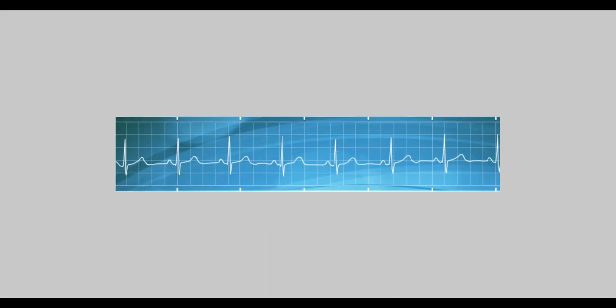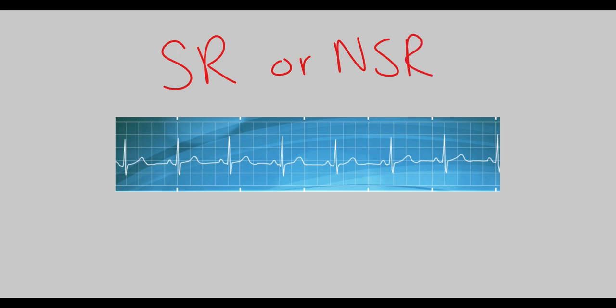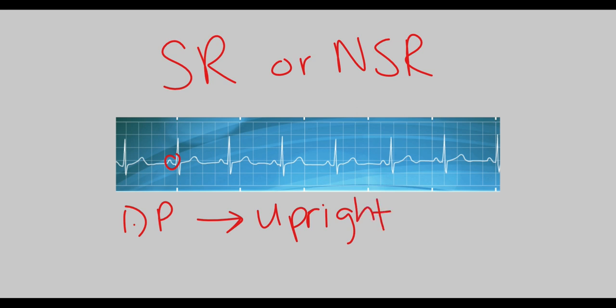All right, so this is our sinus rhythm. On an EKG strip, we would write SR for sinus rhythm, or NSR, normal sinus rhythm. We have to make sure we have our waves because with a normal sinus rhythm, we have all of our waves. So we have the P wave, and they have to be upright. Okay, and they have to be like this.